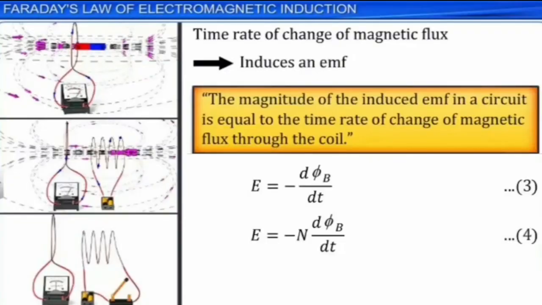So once again, Faraday's law of electromagnetic induction states that the magnitude of induced EMF in a circuit is equal to the time rate of change of magnetic flux through the coil. And the final expression we have, the induced EMF E is equal to minus N d phi b by dt.